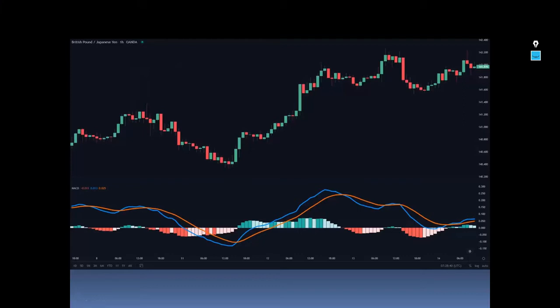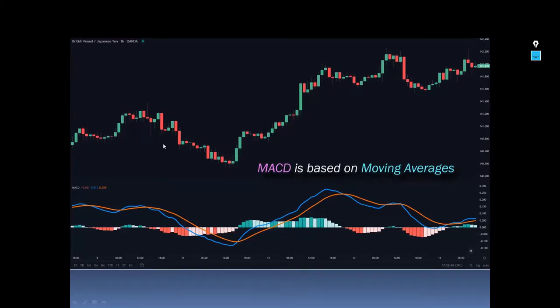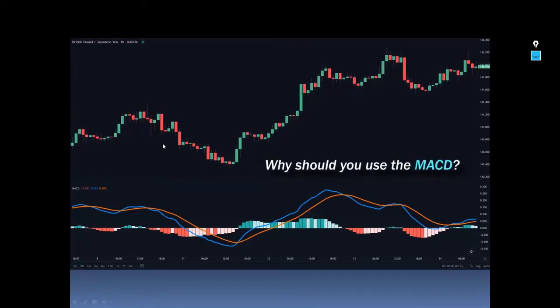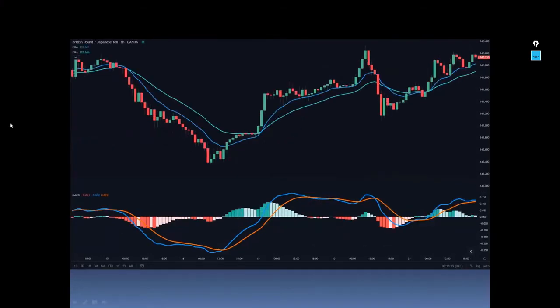Now, establish the fact that MACD is based on moving averages. So the question is, why should we use MACD? That's the most important question. As you can see, there is a similarity between MACD and moving averages. But the fact is, why should we use MACD and moving average together? Now let's just answer this question.